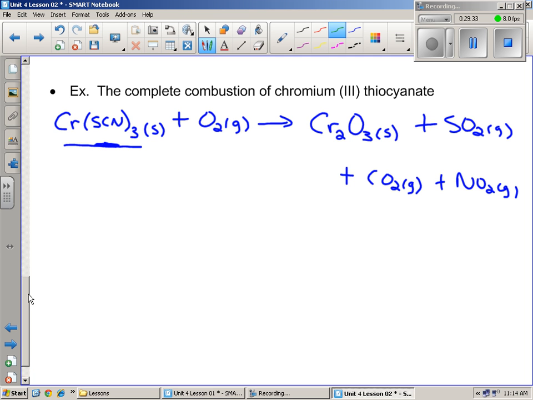If at all possible, I like to go left to right because it's like reading a book kind of thing, right? So here's chromium. On this side, I got 2 chromiums there, so I'm going to start with the 2 out in front. Okay. On the left side, I have 6. 2 and 3 is 6 sulfurs. I'm going to have 6 sulfurs over here. 6 carbons and 6 nitrogens, right? Remember, this 2 goes to everything behind it, the 3 goes to everything in the brackets, right? So 6 sulfur, 6 carbon, 6 nitrogen. So I go ahead and put all those 6s in there. Good? Yes?